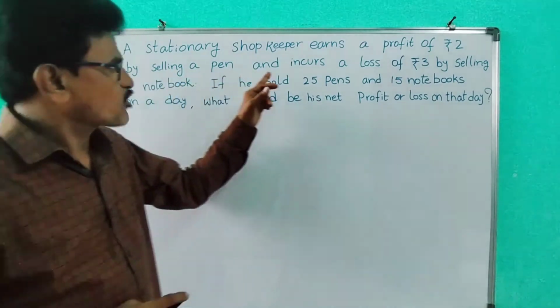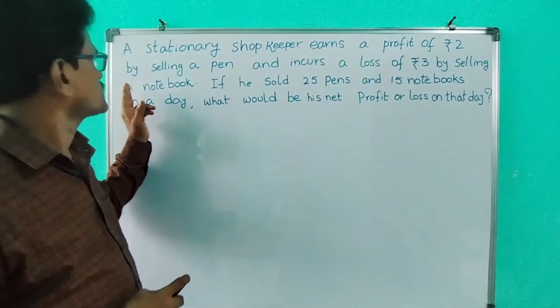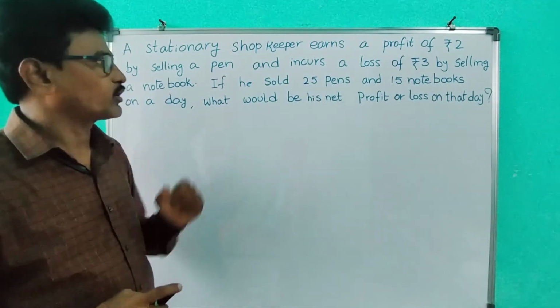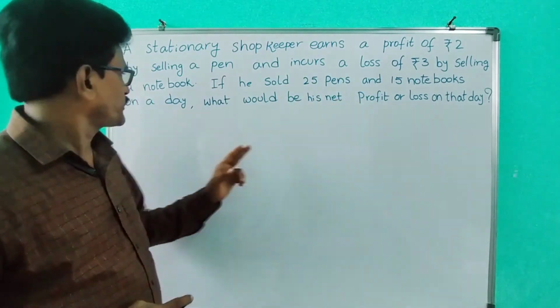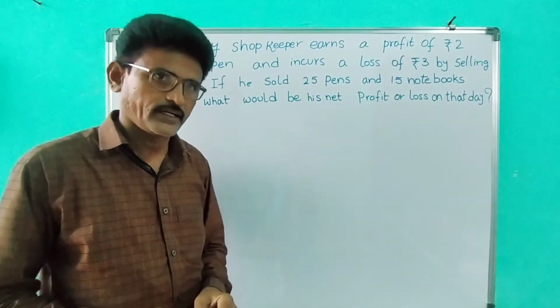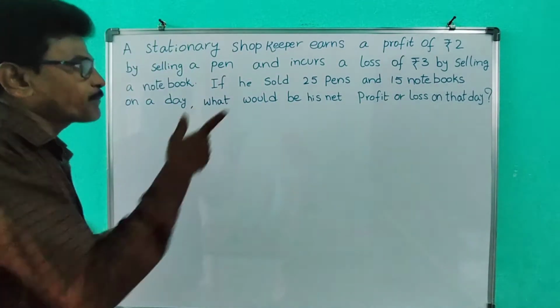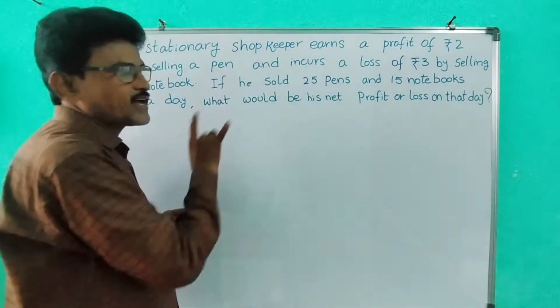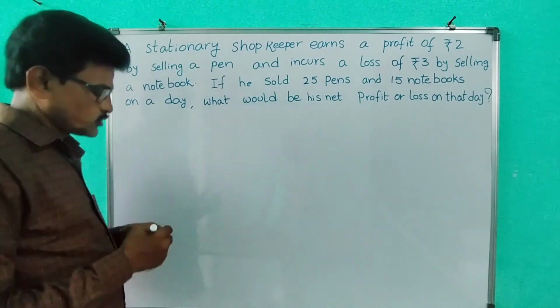Say a stationery shopkeeper earns a profit of 2 rupees by selling a pen and incurs a loss of 3 rupees by selling a notebook. If he sold 25 pens and 15 notebooks on a day, what would be his net profit or loss on that day? So, a shopkeeper earns 2 rupees profit on selling a pen, 3 rupees loss on selling a notebook. Okay? So, we'll write that.